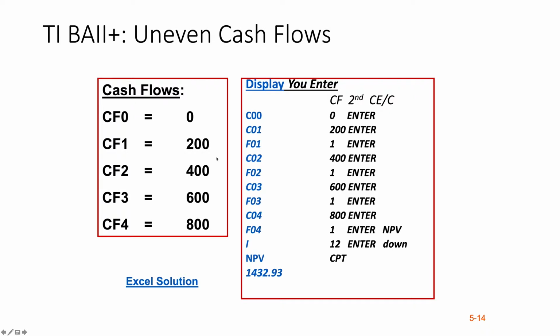1432.93. Now, this is the way to let the CF key register multiple future cash inflows. You don't have to do it one by one. Okay, it's much easier to handle that. Please check Appendix D on how to use the CFJ and CFI keys. Okay, so the result is 1432.